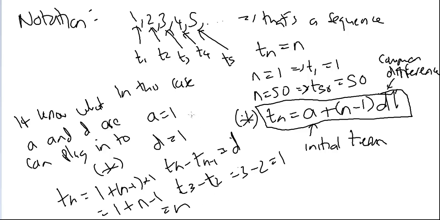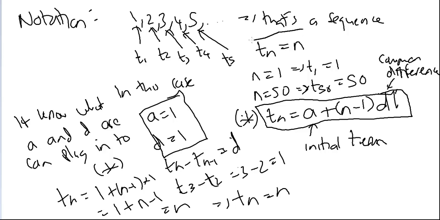So if a is equal to 1 and d is equal to 1, then Tn is equal to n, which we knew at the start. You know, we could just see the sequence and write it like that.